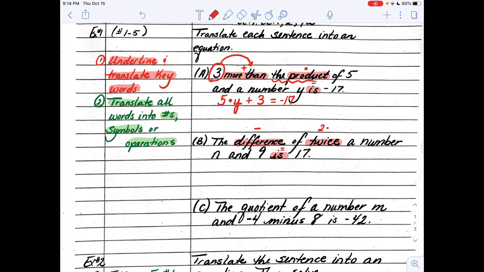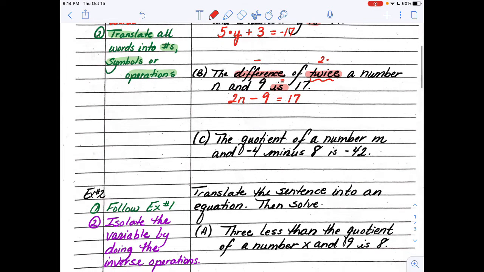So again, let's go ahead and translate from left to right. The difference, subtracting. Now, whatever comes next goes in front. Whatever comes second goes in the back. So of twice a number n, so that 2 times n goes in front of the subtraction, and 9 goes after the subtraction, equals 17.